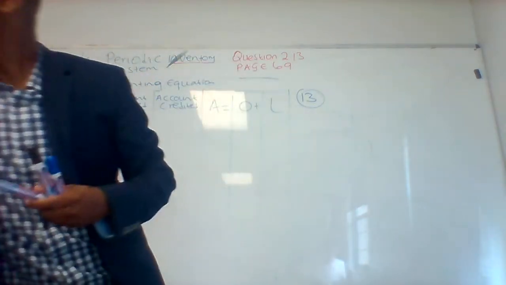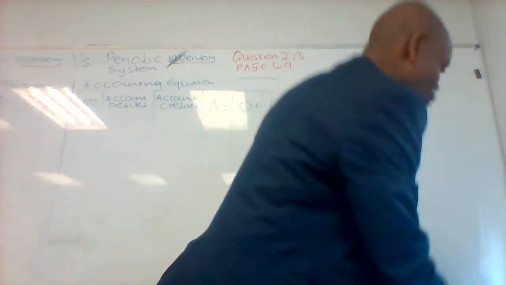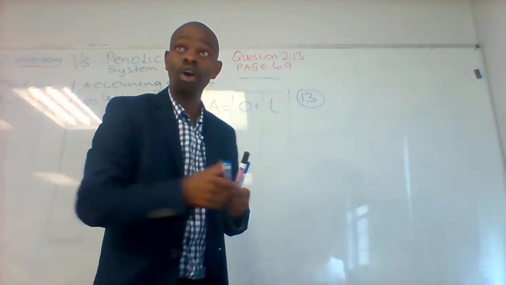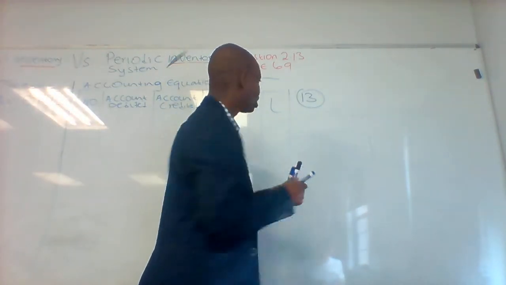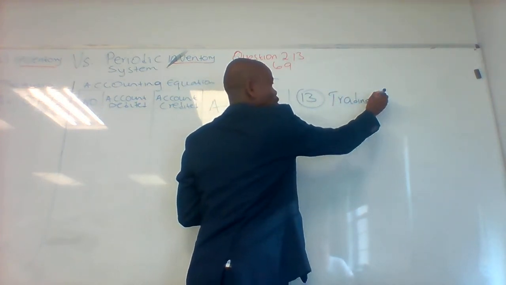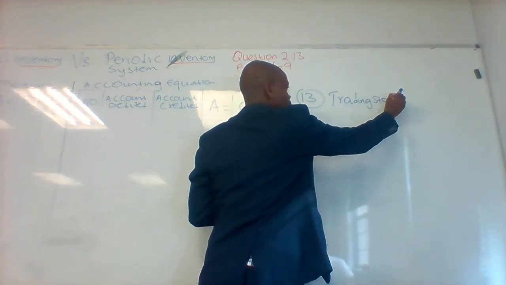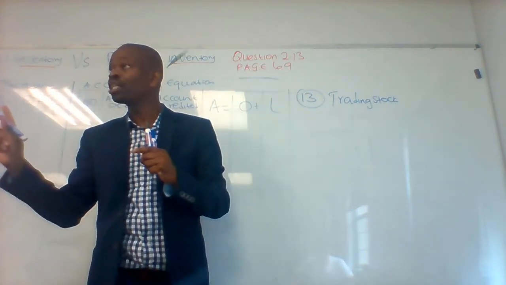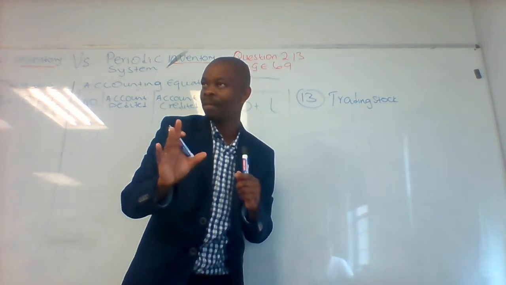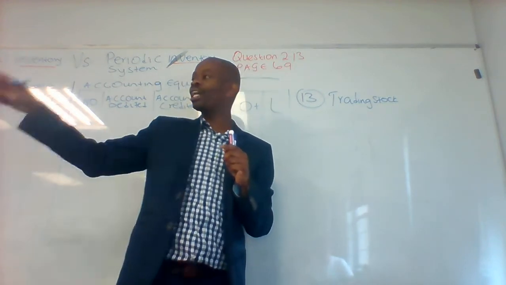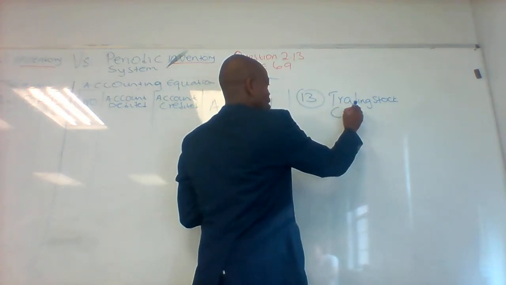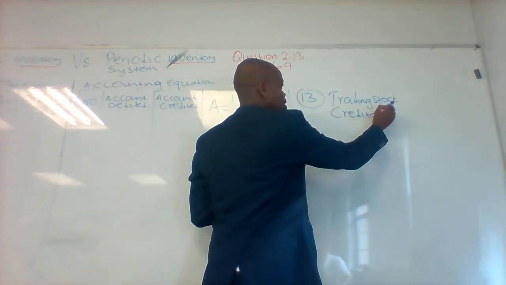Please help me with the two accounts involved in this case. Trading stock, because you are under perpetual. So you're going to say trading stock. Any question about the trading stock? But how did you buy stock? Because you bought on credit, you said creditors control. So I'm going to write creditors control.